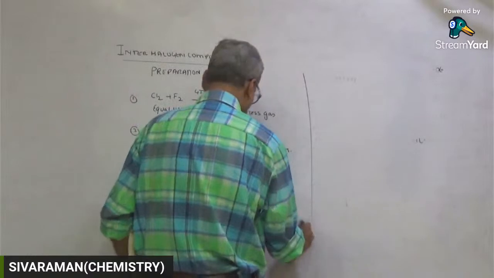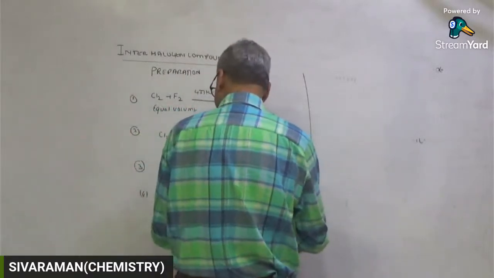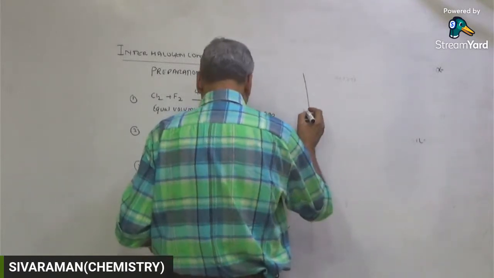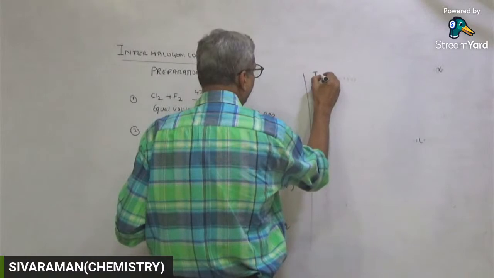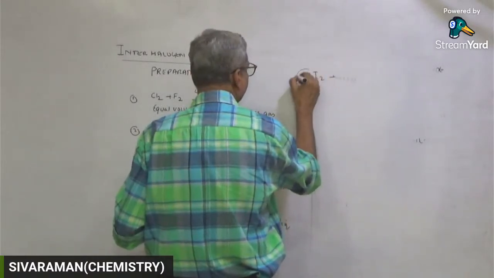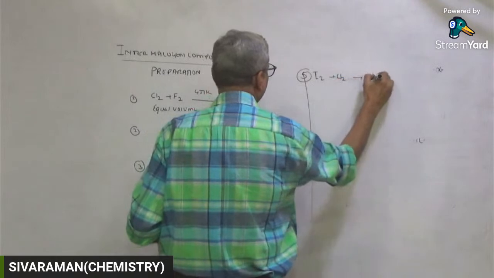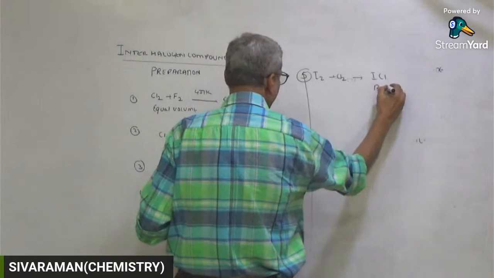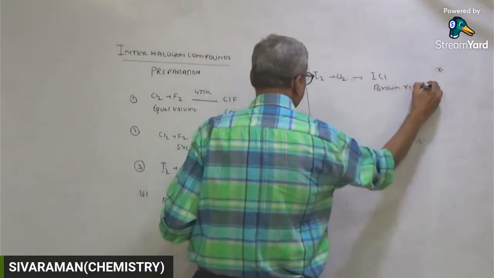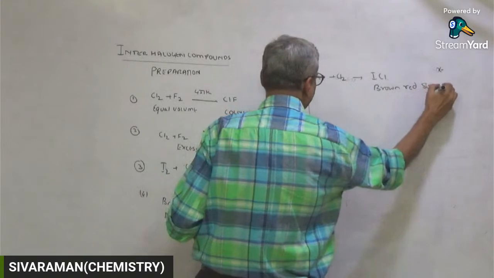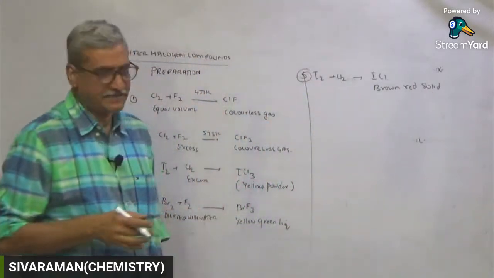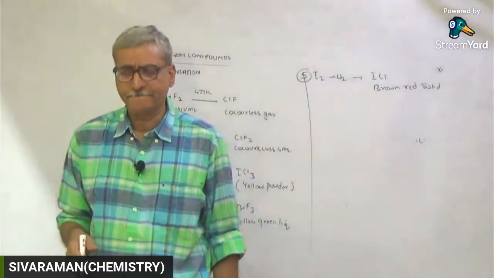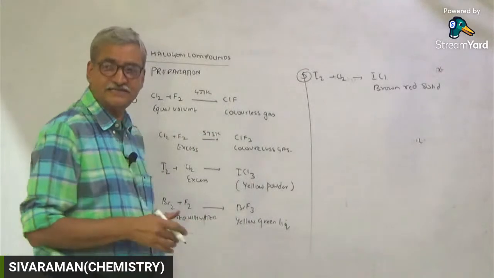Then what do we have? We have iodine monochloride. Very important, I told you. Iodine, this is the fifth one. Iodine reacts with chlorine to form iodine monochloride, which is basically a brown-red solid. So this is dissolved in acetic acid, and then it is used for estimation.